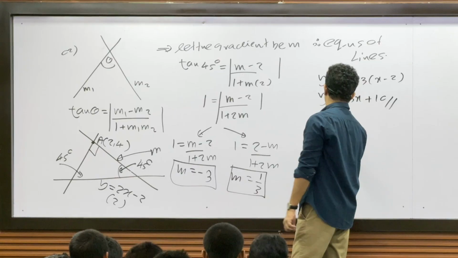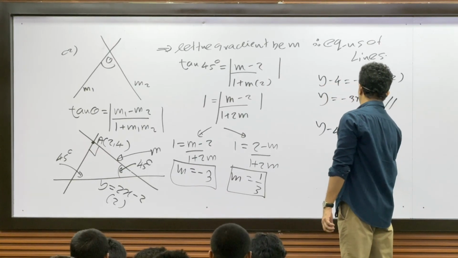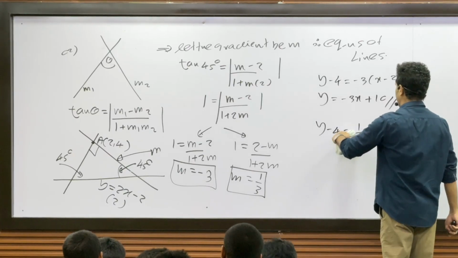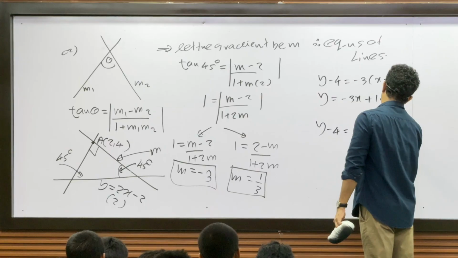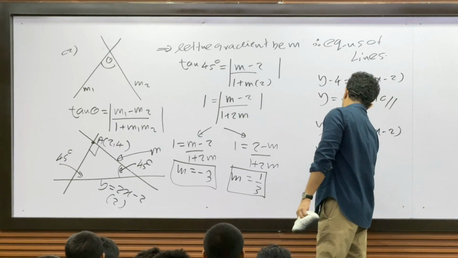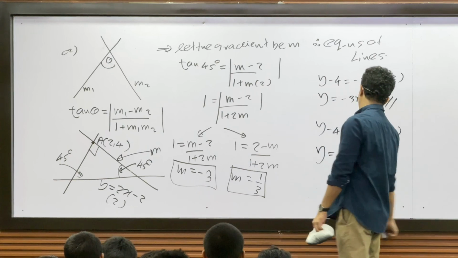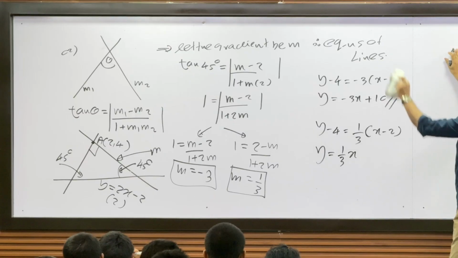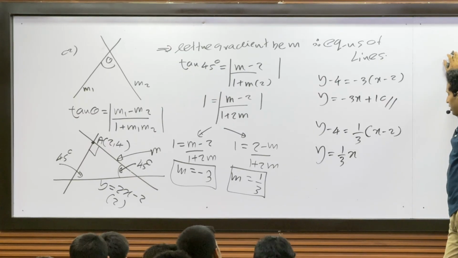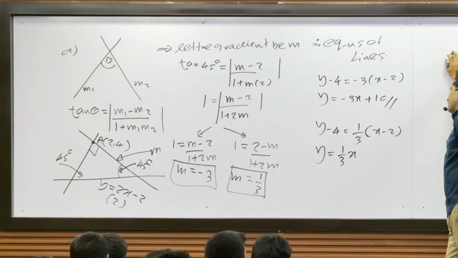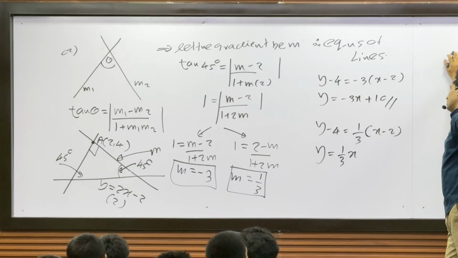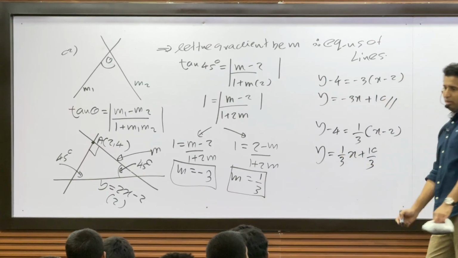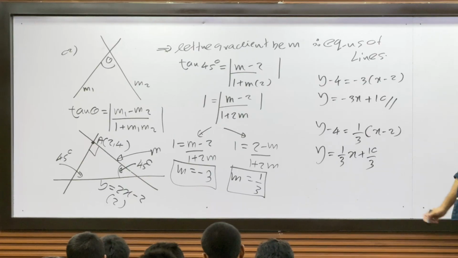Now the other one: y minus 4 equals 1 over 3 times (x minus 2), like this. The other gradient is plus 1 over 3, right? Then you can say y equals 1 over 3 times x, and 4 minus 2 over 3. Taking it the other way, 4 into 3 is 12, 12 minus 2 is 10. So y equals 1 over 3 times x plus 10 over 3.